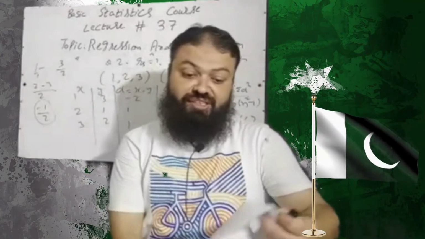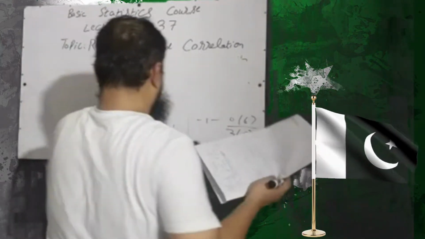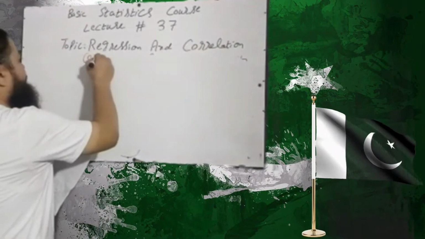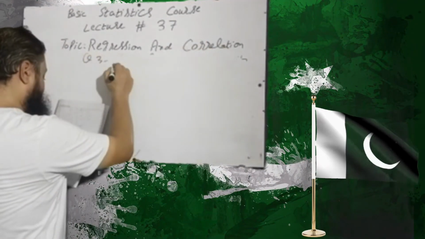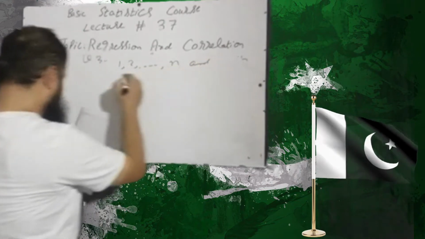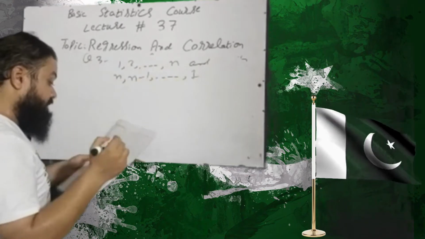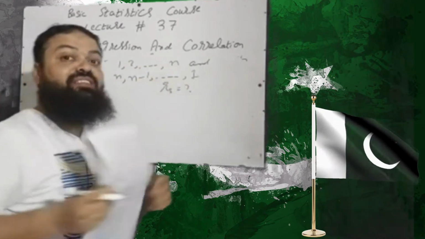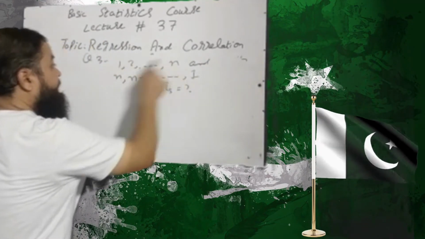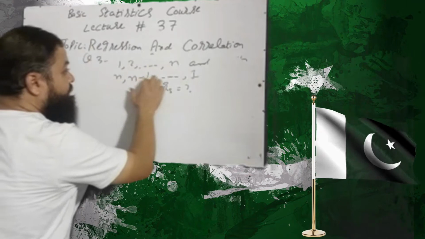A very important question. Now question number 3: let the ranks of n individuals be 1, 2, and so on up to n, and n, n minus 1, and so on till 1 respectively. Then we are to find the rank correlation RS. Dear students, you will have to look at the data. These are the values 1, 2, 3, 4 up to n, and the other series comes in decreasing order with the same number of values, n, n minus 1, and so on till 1.